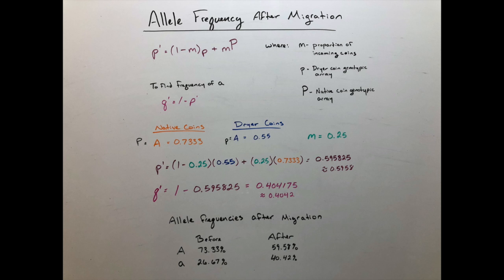To solve for the allele frequency, the following formula is used, where M is the proportion of incoming dryer coins, little p is the dryer coin genotypic array, and big P is the native coin genotypic array. The Q prime formula is then used to find the allele frequency of the little a. So after the dryer coins joined the native coins, the following allele frequencies were observed.